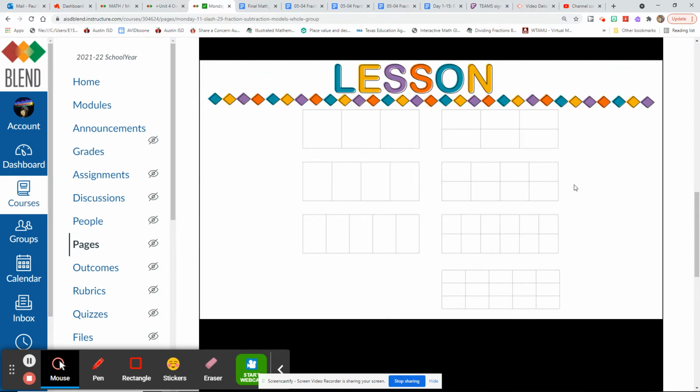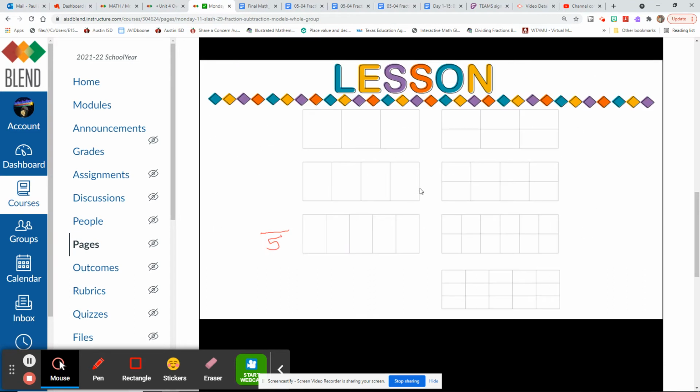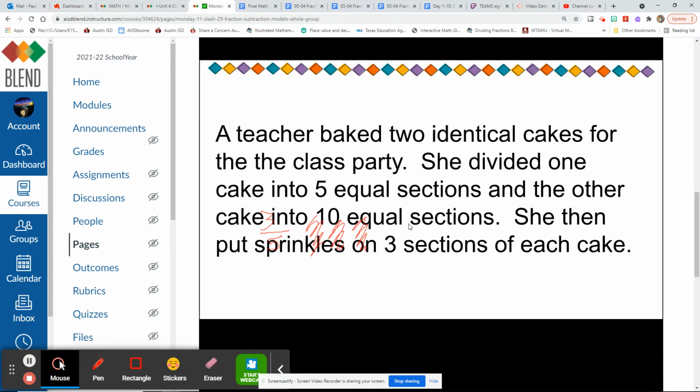So let's look for the one that has 5 equal sections. So one of our cakes looks like this. It was the 5th, right? And it says not only that, but she put sprinkles on 3 of the sections of the cake. All right, so what we're going to do is to make 3/5, we're going to shade 1, 2, 3 of the fifths. So this is an example of 3/5, or the first cake that she had sprinkled.